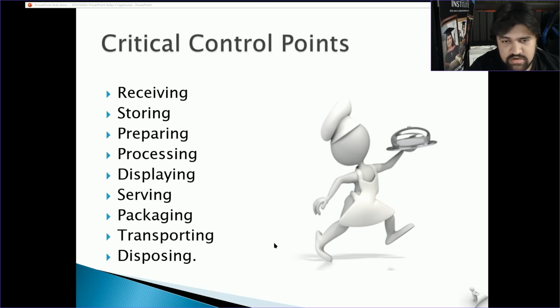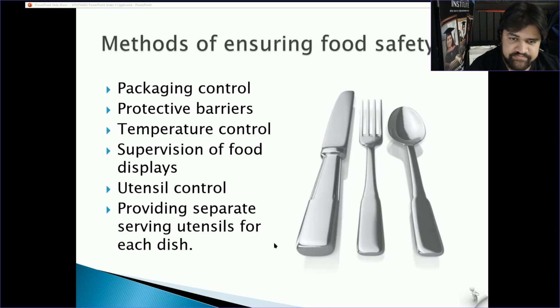Okay, critical control points: receiving. Like I said, anything where you're getting it or moving it or changing it, anything that's happening to the item needs to be controlled at that point of access. So receiving, storing, preparing, processing, displaying, serving, packaging, transporting, or disposing. Methods of ensuring food safety. You want to be packaging items properly according to your organization's procedure and making sure that it's clean and hygienic. Protective barriers, so other people's bodily fluids, sneezing, spit or sweat are not getting into the food.